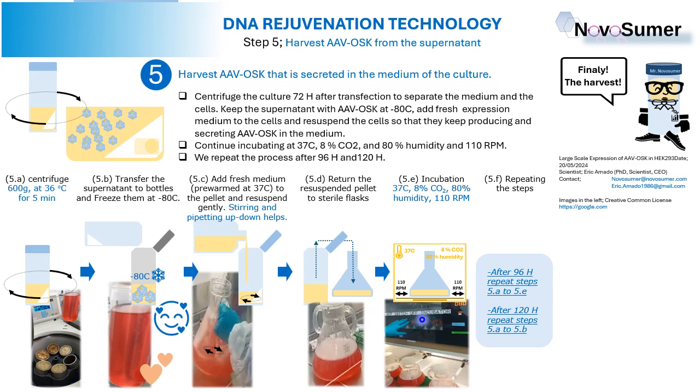Okay, understood? Easy? So that's all, folks. After getting this and doing all the processes, we will repeat these 1, 2, 3, 4, 5 steps after 96 hours so that we will get more supernatant and we will keep on producing more. And after 5 days, we just repeat these 2 steps. After 5 days, all the process will stop.